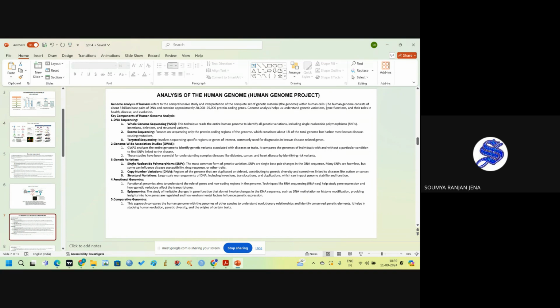The human genome consists of about 3 billion base pairs of DNA and contains approximately 20,000 to 25,000 protein coding genes. Only 20,000 to 25,000 protein coding genes. And this genome analysis helps us understand genetic variation, genetic function, and their role in health, disease, and evolution. The main motto is to study the SNPs that cause genetic variation, which leads to different types of diseases.